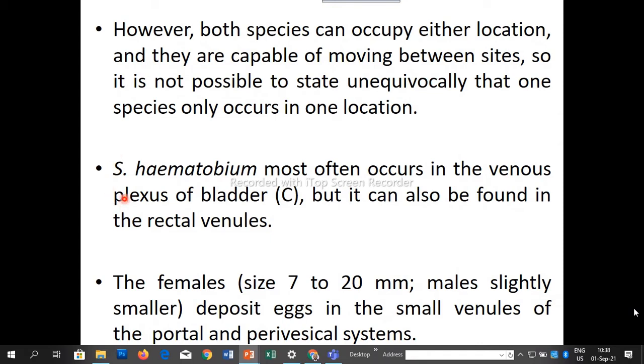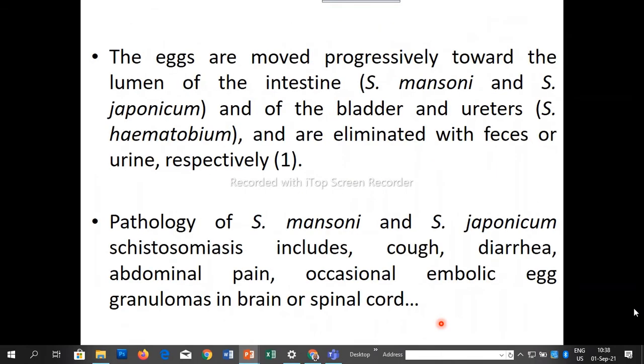But this is different from Schistosoma haematobium, which occurs in the venous plexus of the bladder. The female, which is around 7 millimeters, and the male, which is smaller, deposit eggs in the small venules of the portal system. Eggs are moved progressively toward the lumen of the intestine for mansoni and japonicum, and the bladder for haematobium, and are excreted in feces and urine.